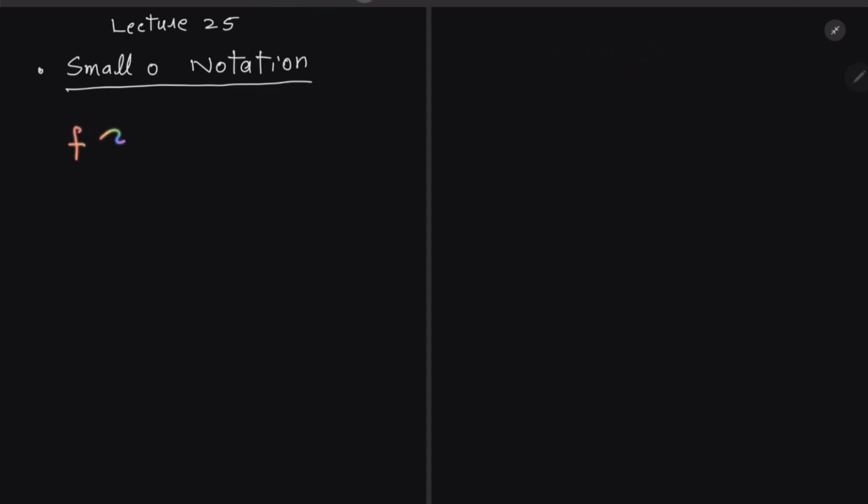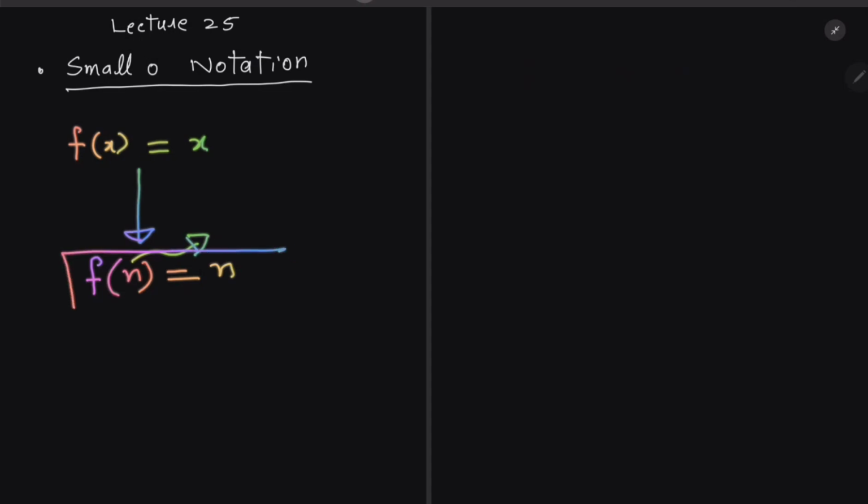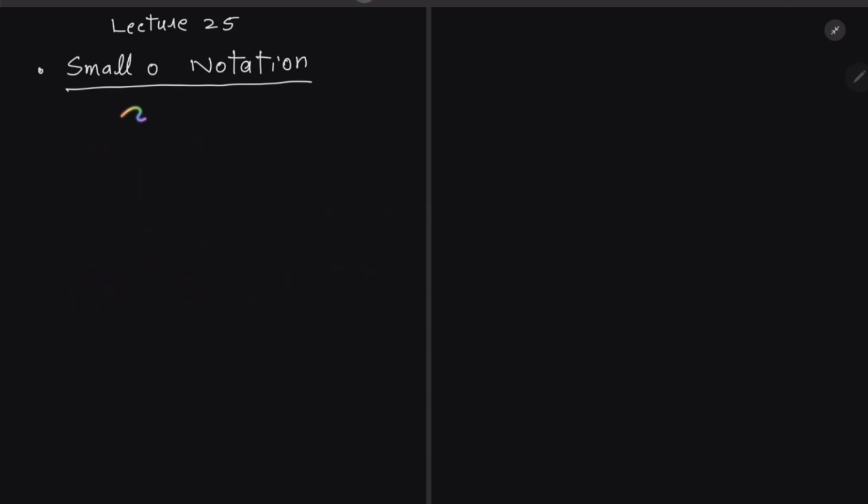One thing we should understand first. In calculus, we write f of x is equal to x. But in computer science, this x is replaced with n. So these are integers, and these functions measure the efficiency of an algorithm, since in computer science we talk about algorithms. Small o notation is a strict criterion.